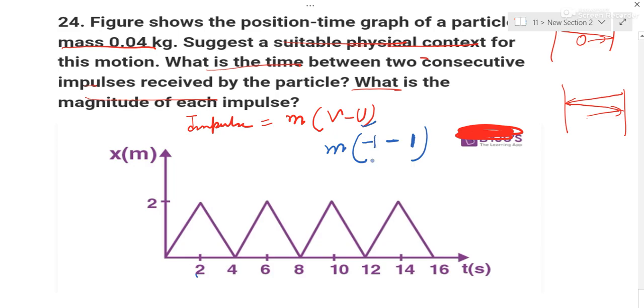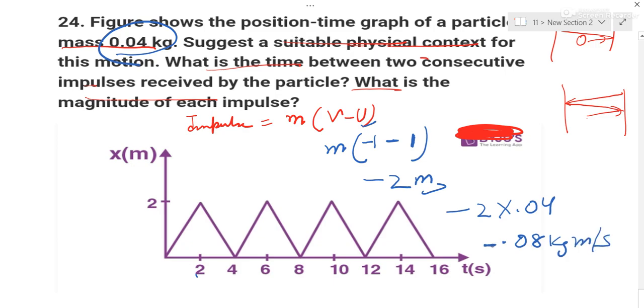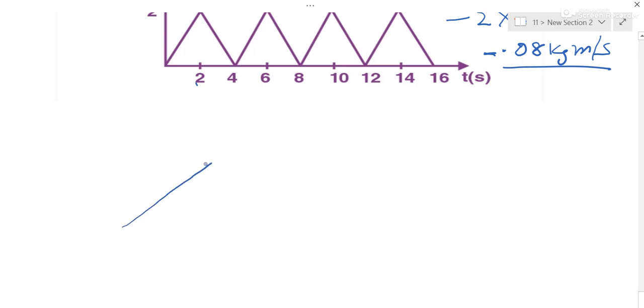So minus 1 minus 2m. Mass you can substitute, mass is this. Just substitute the mass, and it is minus 2 into 0.04. So it is 0.08 kg meter per second. This is the impulse. Just keep it in mind that the velocity here is given by perpendicular by base. This was 2, this is velocity, but this is initial velocity.